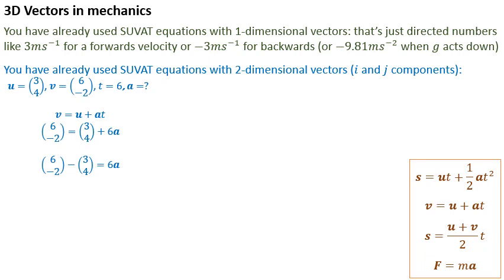I'm subtracting the vector (3, 4) from each side. I can simplify that: 6 minus 3 on the top and minus 2 take away 4 on the bottom. And then we can divide everything by 6, or if you prefer, multiply everything by 1/6. That's just a scalar that we can multiply the vector by. So a 6th of 3 and a 6th of -6. And that gives you the acceleration vector. You can see that the direction of the acceleration vector is identical to the direction of (3, -6). We've just shrunk it by dividing by 6.